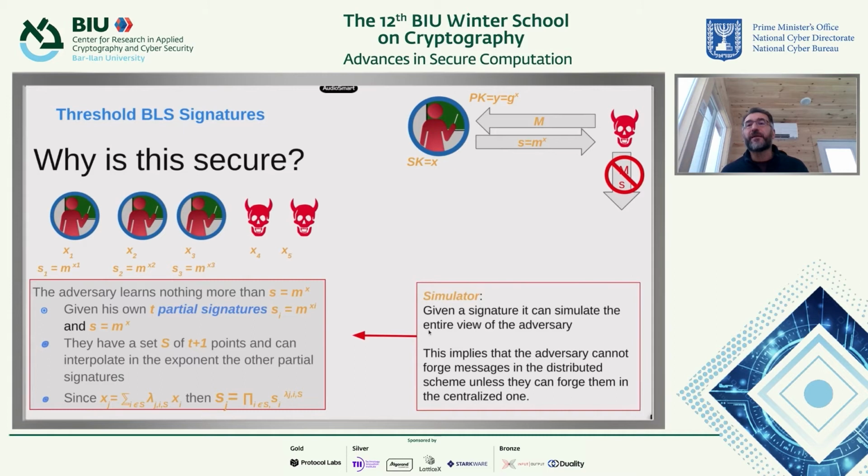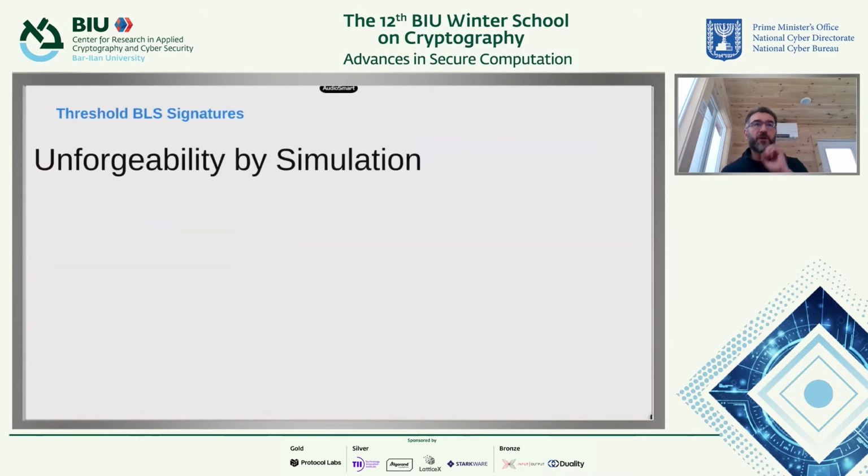So what I just built is a simulator that, given the correct signature, can simulate the entire view of the adversary. The view in this case is the 3 partial signatures that the honest parties contributed. So this implies that the adversary cannot forge messages in the distributed scheme unless they can forge them in the centralized one. Let me get into more detail about this argument. Everything is pretty simple with BLS, but I want you to understand this concept because it will come up over and over again in the rest of the talk.